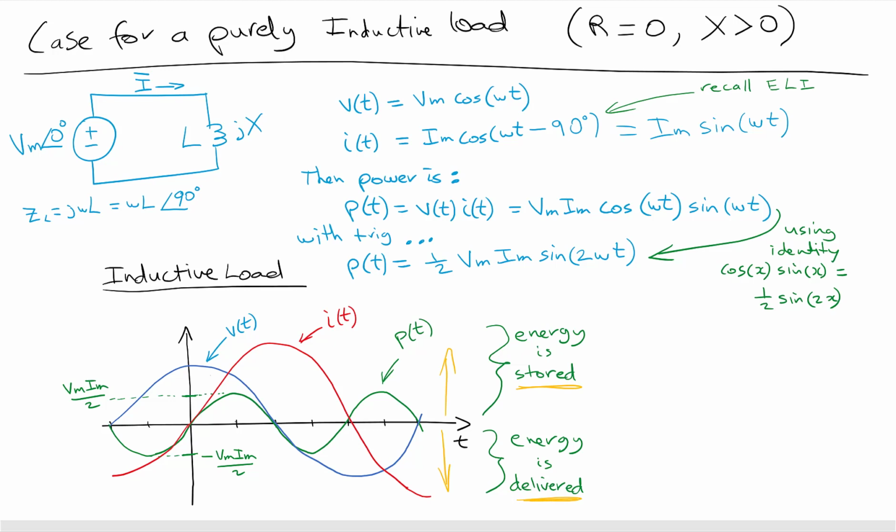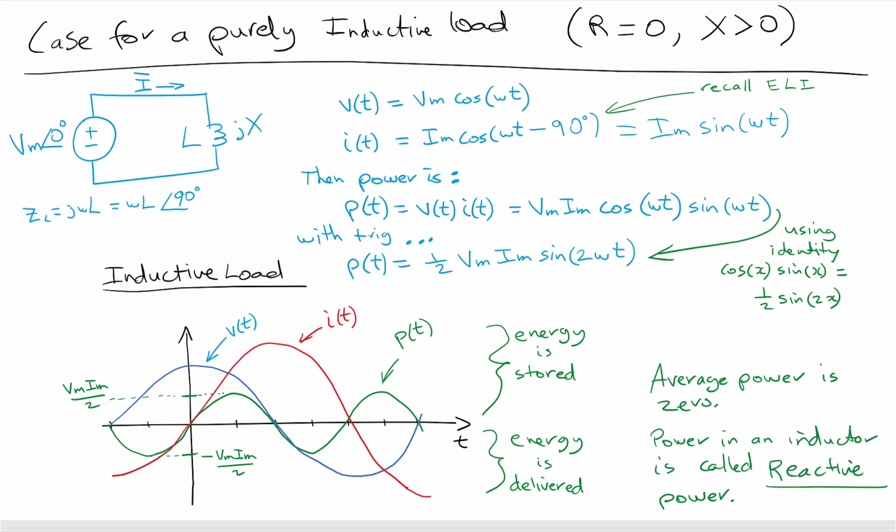So other things that we can notice is that the average power is 0, okay, because the average of a sinusoid is 0. Another definition is that the power in an inductor is called reactive power. So this is reactive power. So it's not consumed, okay? Basically it sloshes back and forth, being stored and being delivered.